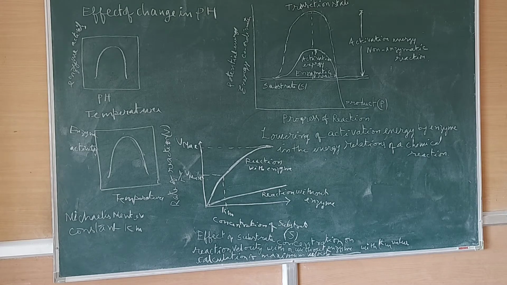Enzyme concentration: the rate of a biochemical reaction rises with the increase in enzyme concentration up to a point called the limiting or saturation point. Beyond this, an increase in enzyme concentration has little effect.